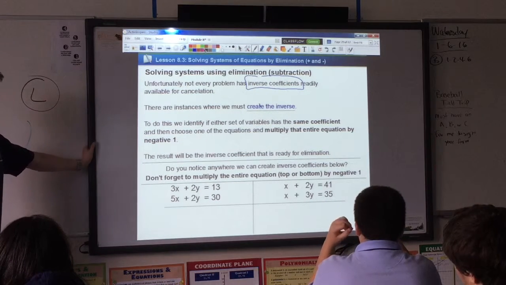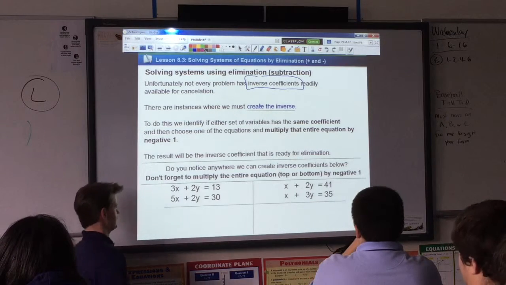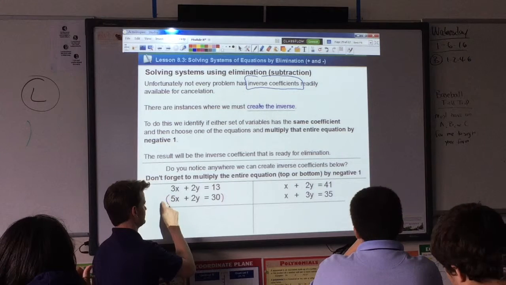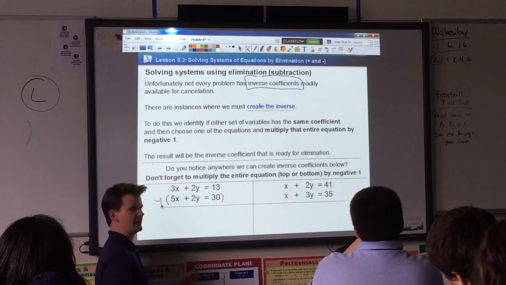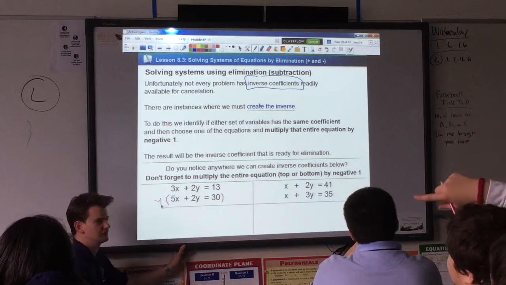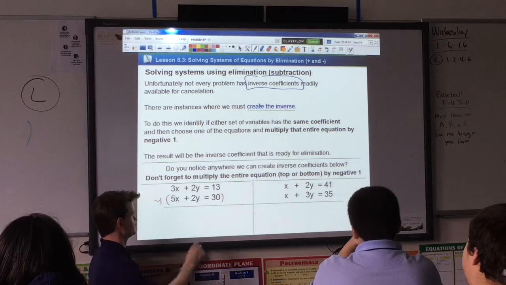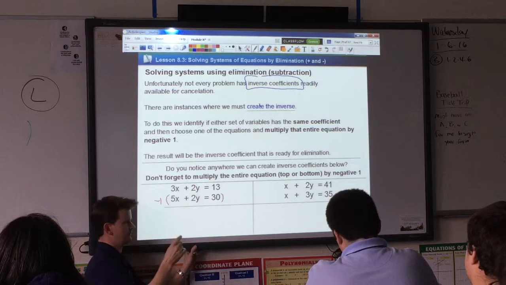Which one of these equations do you guys want to multiply? The bottom one? Okay. Eyes up here, please. So we're going to take the bottom one. This is something you know how to do. We wrap it in parentheses. We put a negative 1 out here. And I'm going to multiply every term by negative 1. What's that called? Starts with a D. Distributive property, or distribution. Either one works. So, is anything happening to the top equation? No. Stays the same.